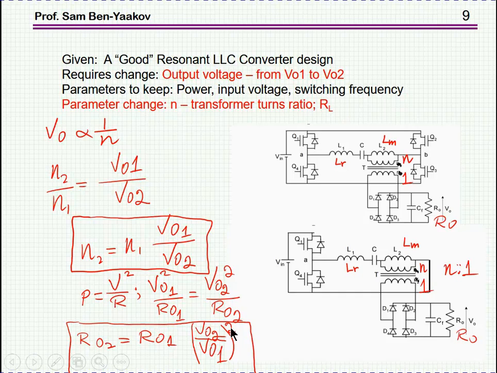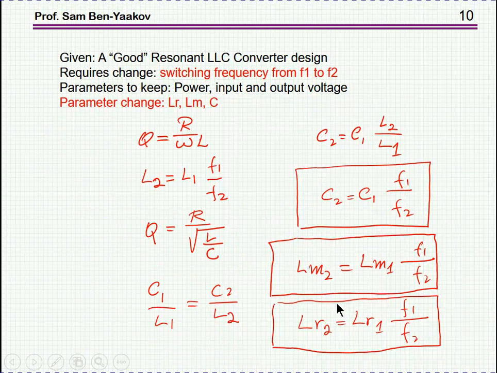So this will be a solution to the case that you'd like to leave the converter as it is as far as power, input voltage, and frequency, but you'd like to change the output voltage. Okay, let's move now to another case. In this case, we would like to change the frequency. Again, we assume that we want to leave the power, input and output voltages the same, but change the frequency. In general, the quality factor in a parallel resonant circuit is R over omega L.